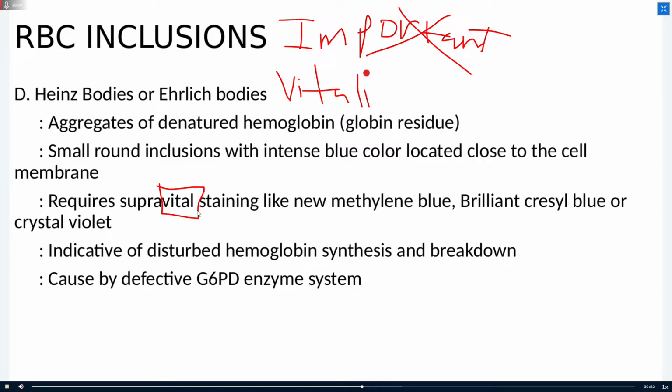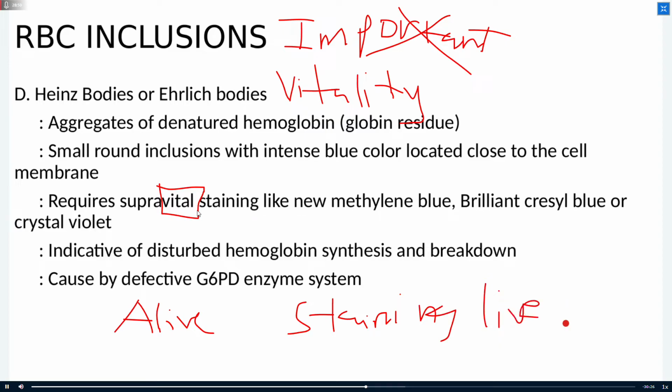Vitality. Here's a clue. So what does vital mean? Life. Basically, alive. Now, when you say supravital staining, class, you are staining live cells. Mga buhay na cells. And you would usually use stains like new methylene blue, brilliant cresyl blue, or crystal violet.